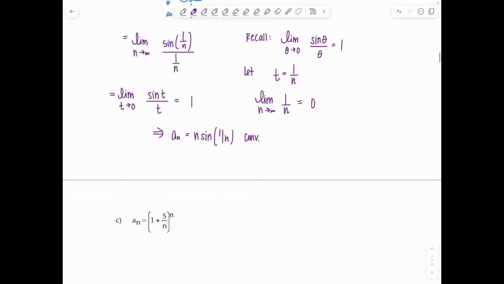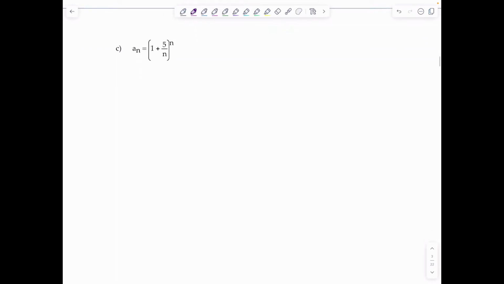Okay, one more. This time we have a sub n equals 1 plus 5 over n, raised to the n. So again, let's take the limit as n goes to infinity of a sub n. So this is 1 plus 5 over n to the n. Now 5 over n, this term right here, is going to go to 0. So this whole base is approaching 1. And then this exponent is approaching infinity. So guess what? Yet another indeterminate form, 1 to the infinity.